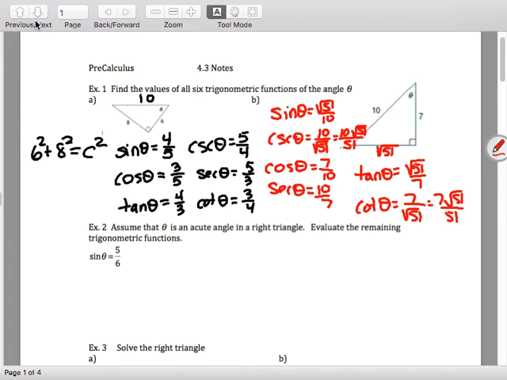Example 2 says assume that theta is an acute angle in a right triangle. Evaluate the remaining trigonometric functions. So on this one, we need to draw the triangle ourselves. You can choose where you put theta. Your opposite of theta would be different depending on where you locate your theta. So if I call theta down here, I'm going to use SOHCAHTOA. Sine is opposite over hypotenuse. So I want you to use Pythagorean Theorem, find the missing side, and get the other 5 trig functions.